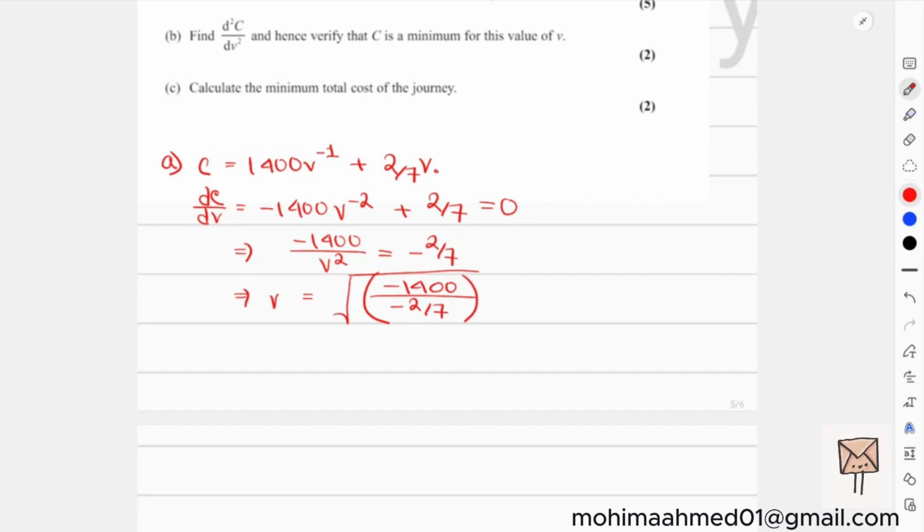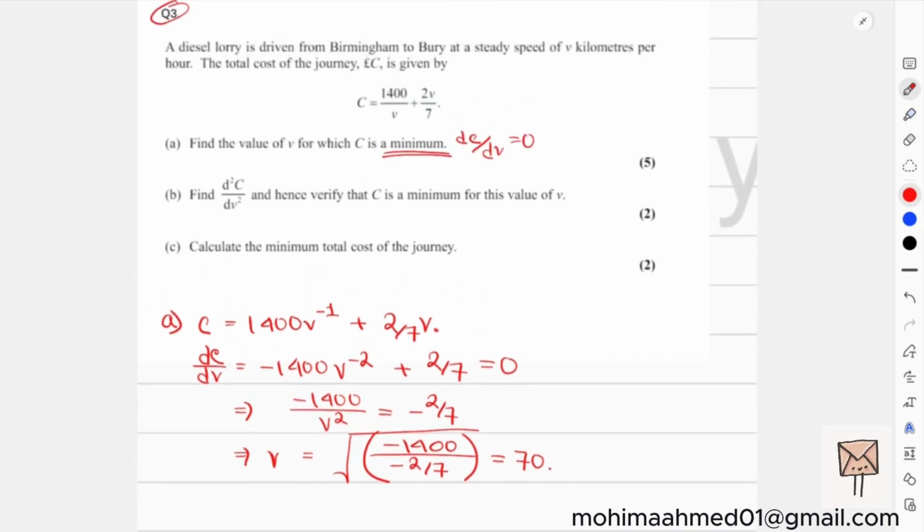1400 times 7 over 2, sorry, you get 70. The value for v when dc by dv is 0, when c is at a minimum point, is 70. That means the speed of v kilometers per hour that achieves the minimum cost, the minimum c, is 70. Now they want you to find the double differentiation and hence verify that this is indeed the minimum value.